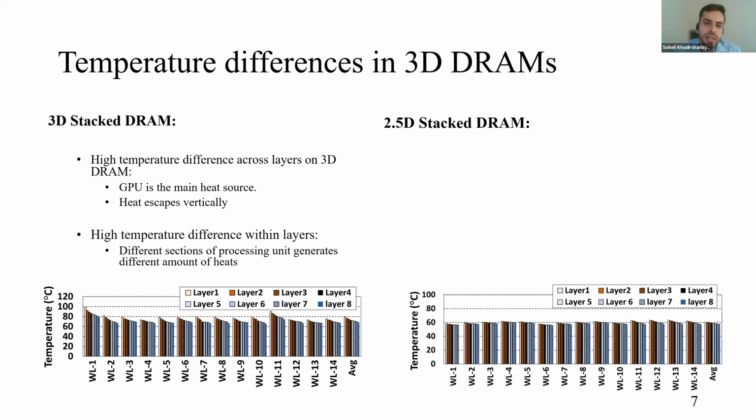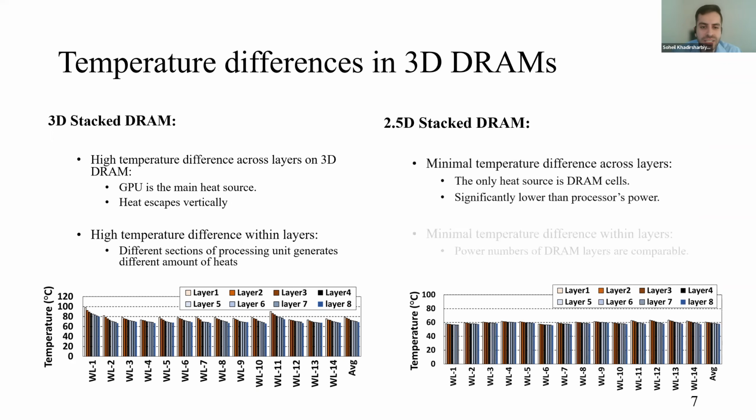For 2.5D, on the other hand, these temperature variations are minimal because we don't have any GPU at the bottom of the core, and also the heat that is generated by DRAM is significantly lower than the processor power. Another thing about the temperature variation within a layer is that the power numbers of DRAM layers are comparable because usually the DRAM is accessed in a uniform fashion.